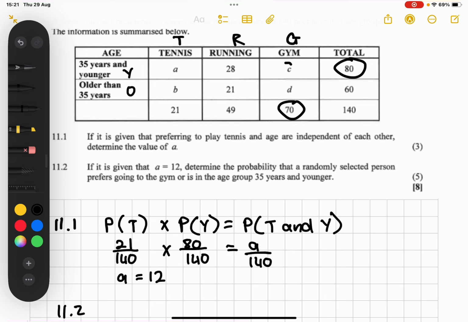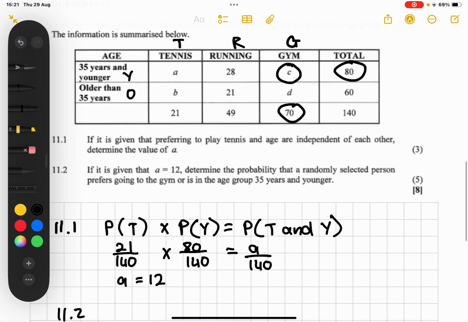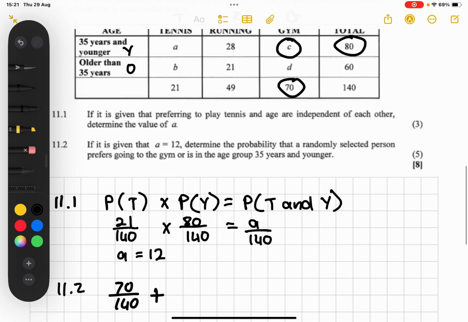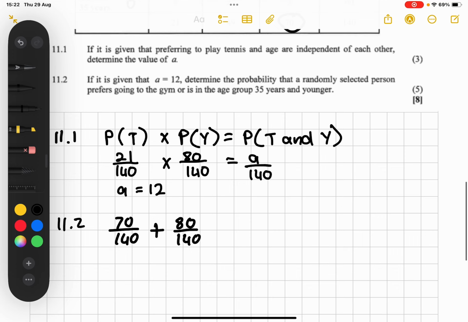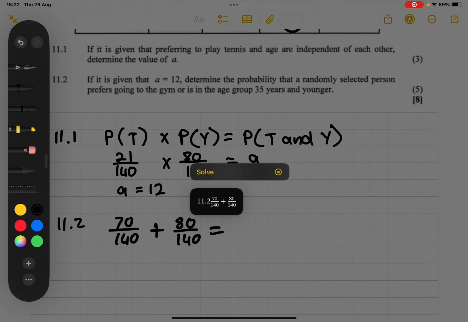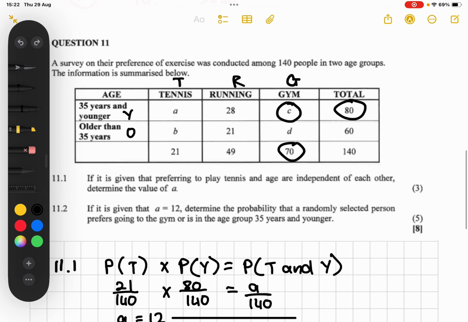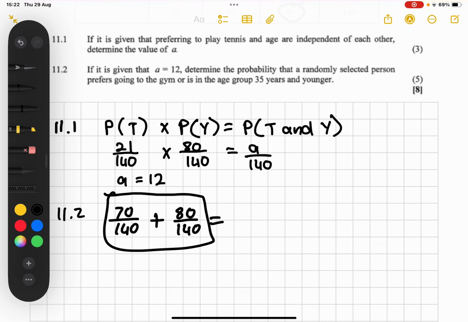But what you see here is we've got this intersection, C. If we were to say the probability of them going to gym would be 70 over 140, plus the probability of them being young, 80 divided by 140, you get an answer that's actually going to be wrong. The reason is the intersection C is included in the 70 and it's included in the 80, so you end up having C in here twice. You need to remove it once.